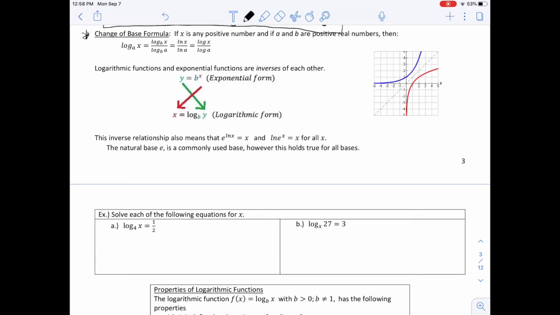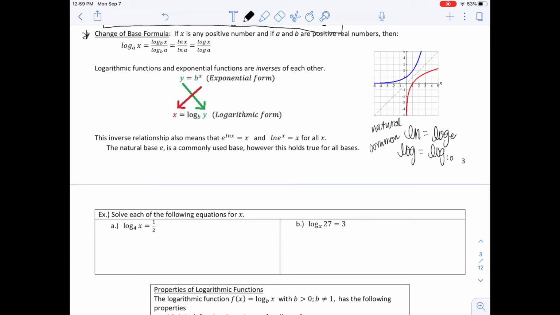So remember, ln is going to be the same as log base e, and log is the same as log base 10. And this is our natural logarithm. And below that is our common logarithmic function. And so you can rewrite this as ln of x over ln of a, or log of x over log of a. Those are all equivalent.